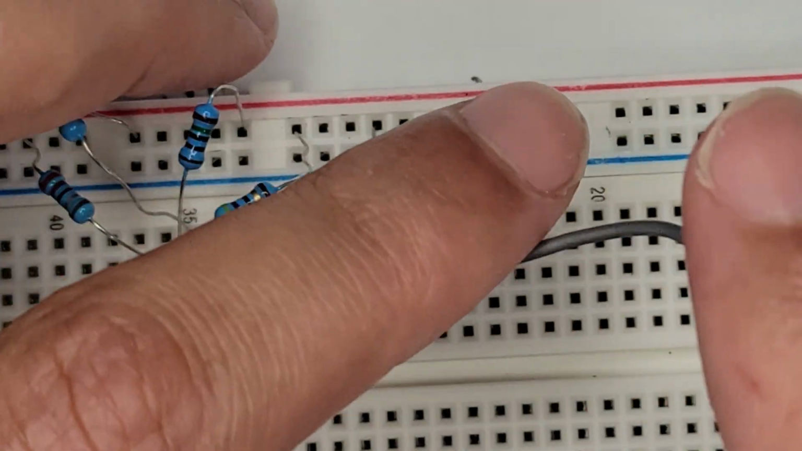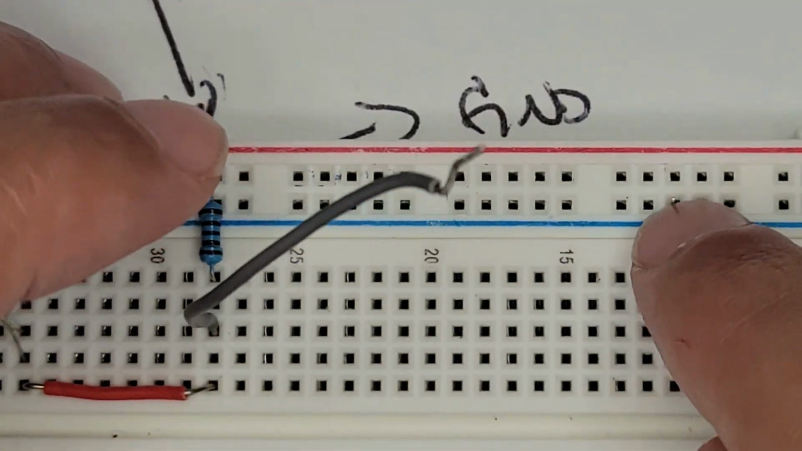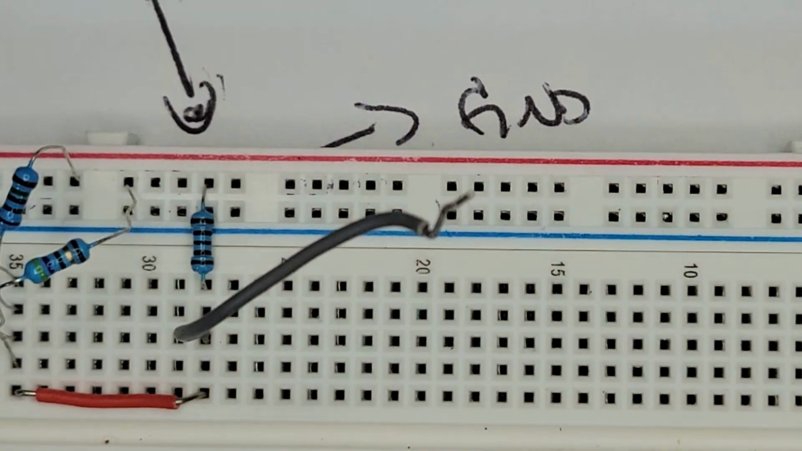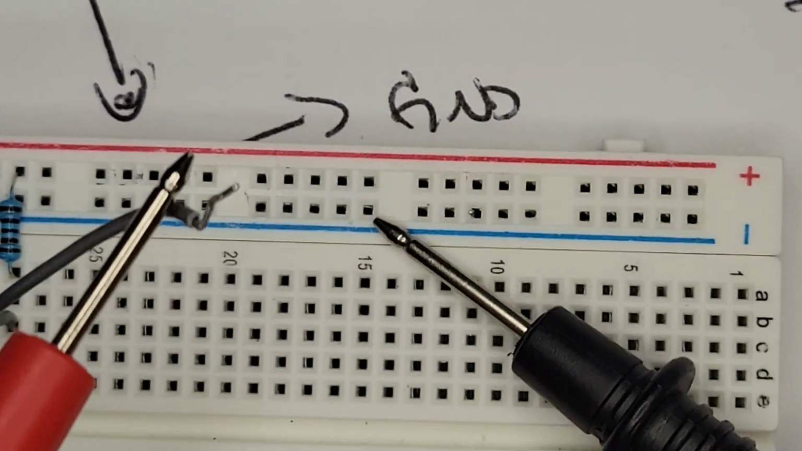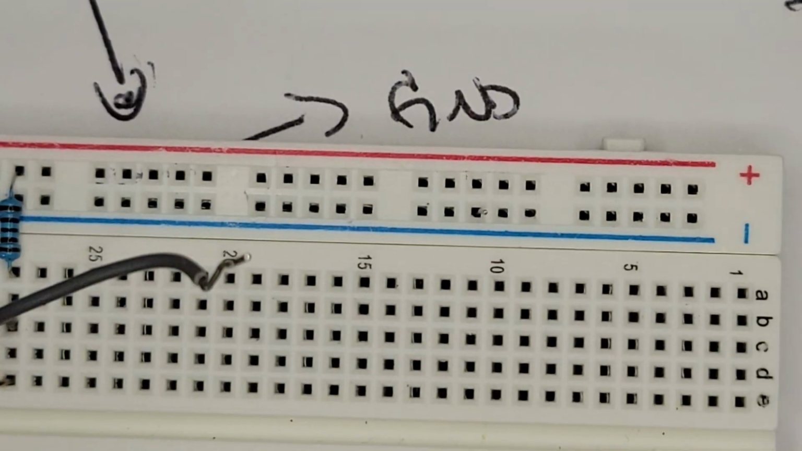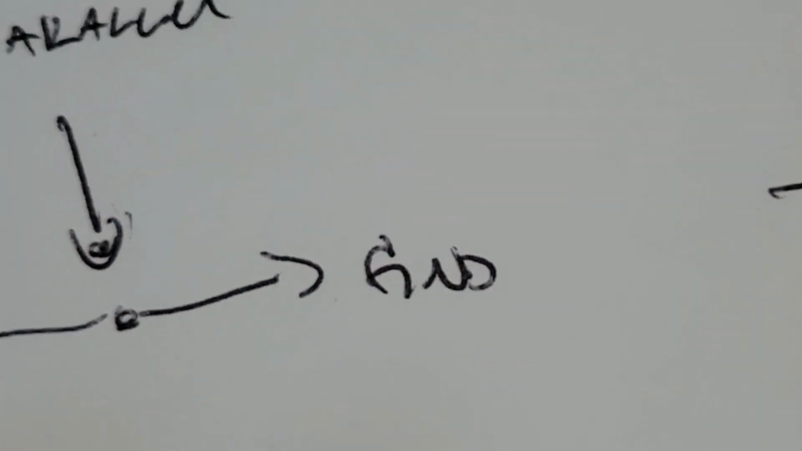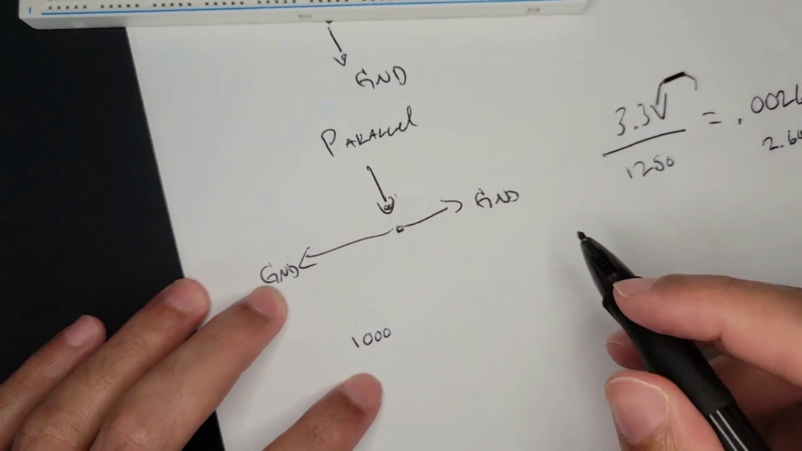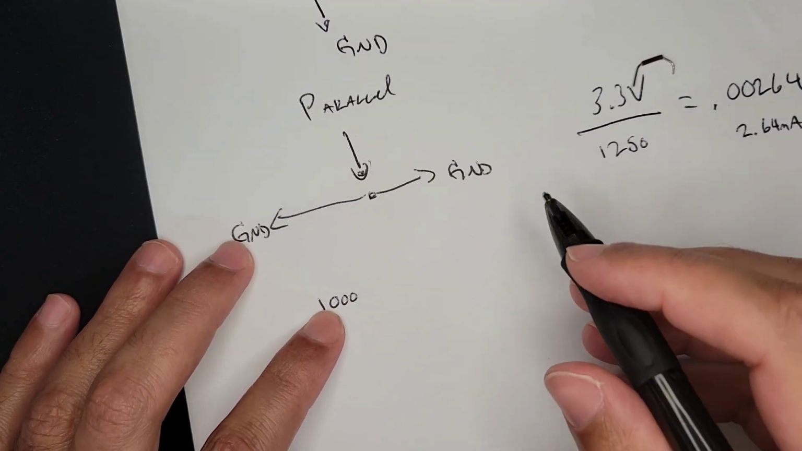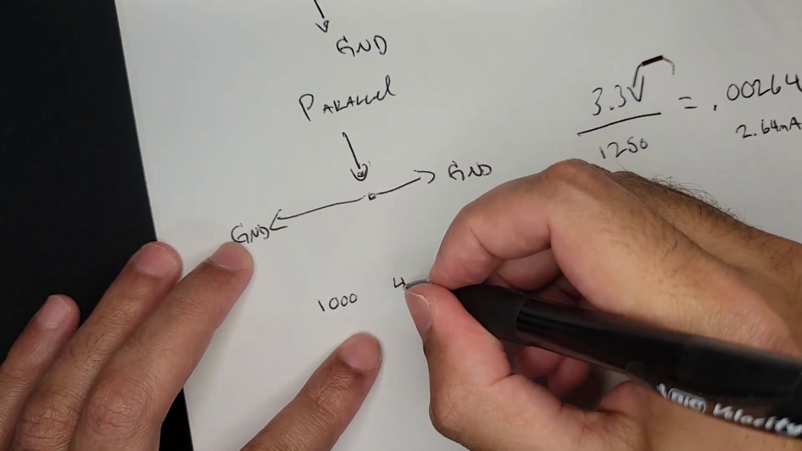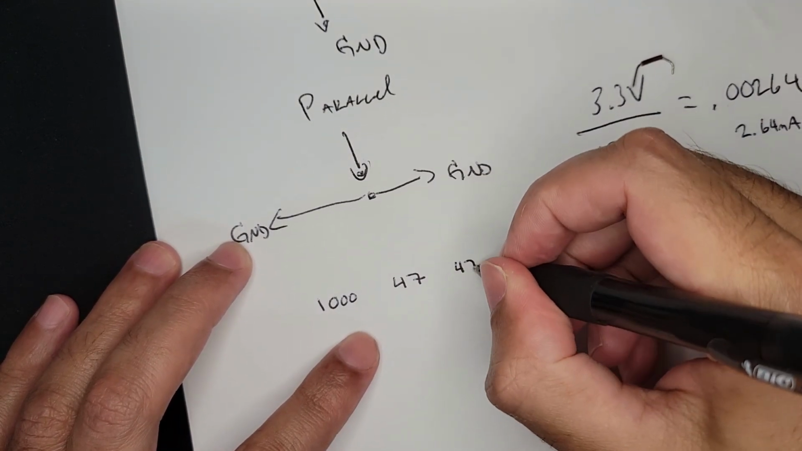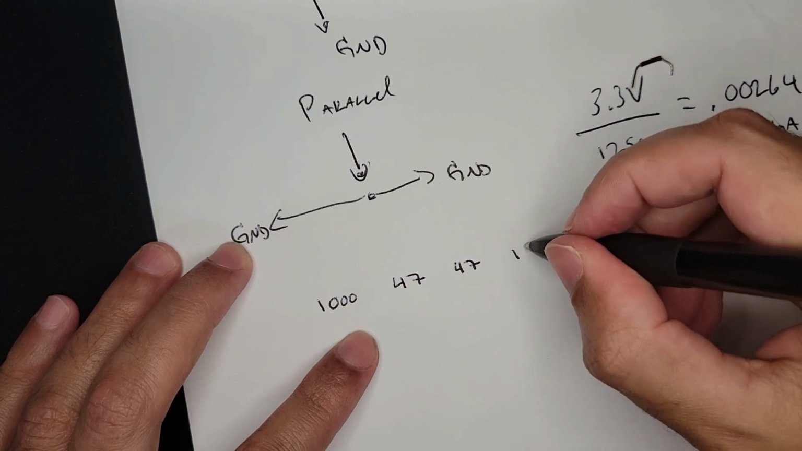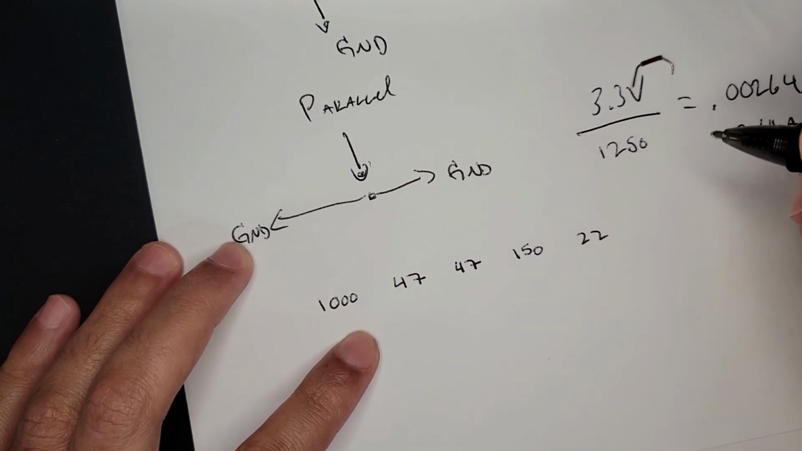So this is going to be our positive lead, and then our negative lead is the one sticking out right here. And we're going to connect them together. So first, let's try and predict what this will be. I'm pretty sure that we have a 1000 ohm resistor. I know we have a 1000 or 1000. I know we have 247s. I know we have a 150, and I think we have a 22.